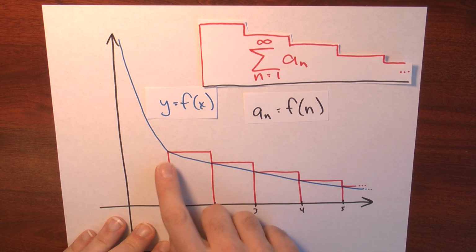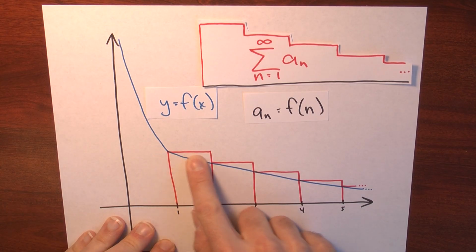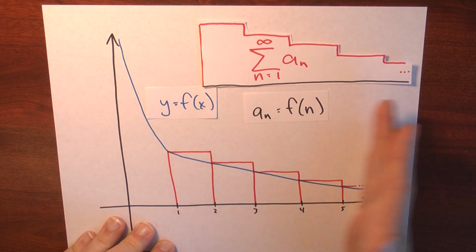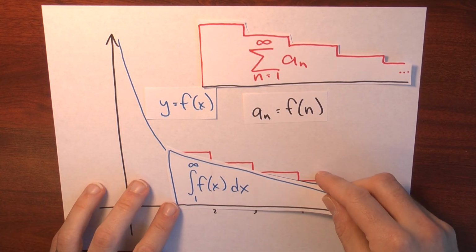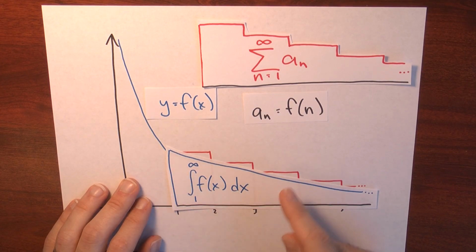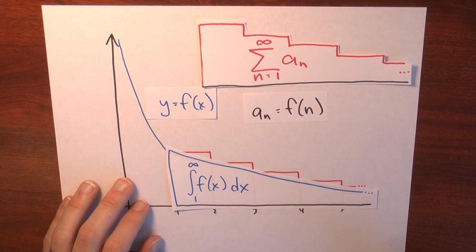Now, what if I wanted to calculate the area under the blue curve and to the right of the line x equals 1? Well, that would be this integral, the integral from 1 to infinity of f of x dx.